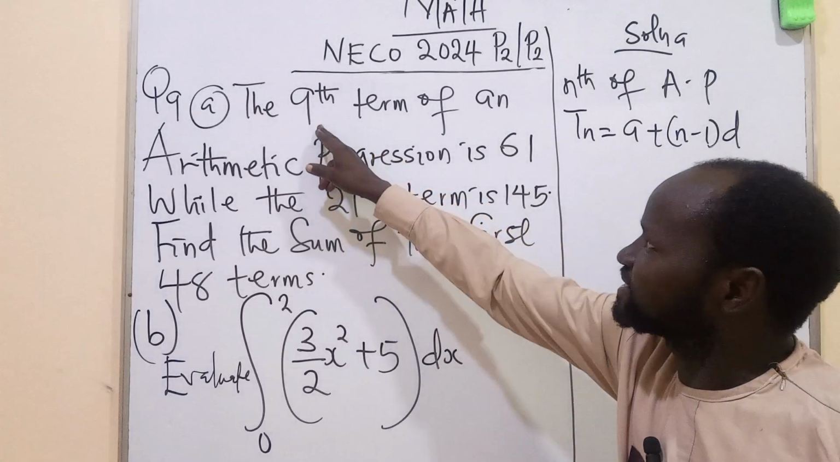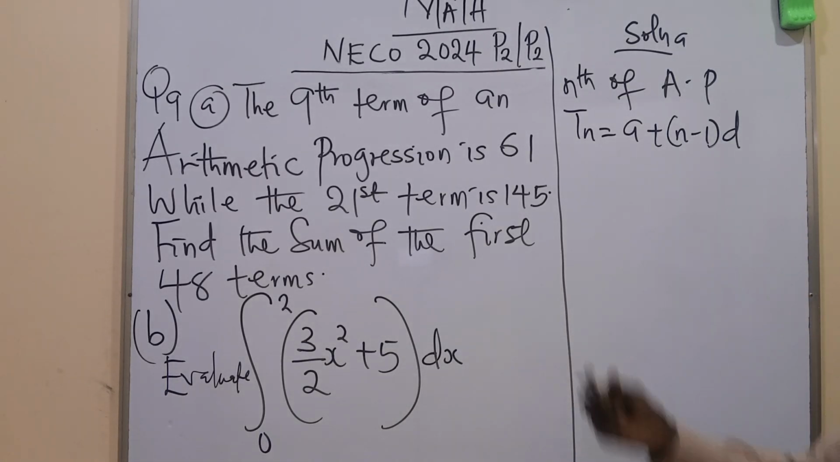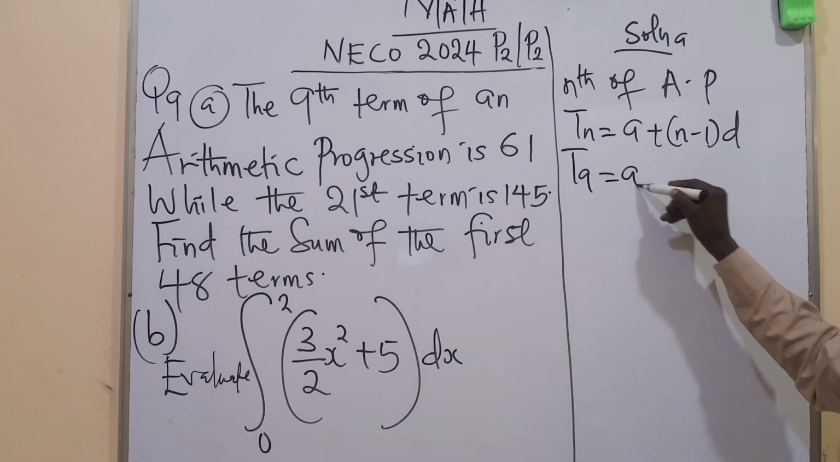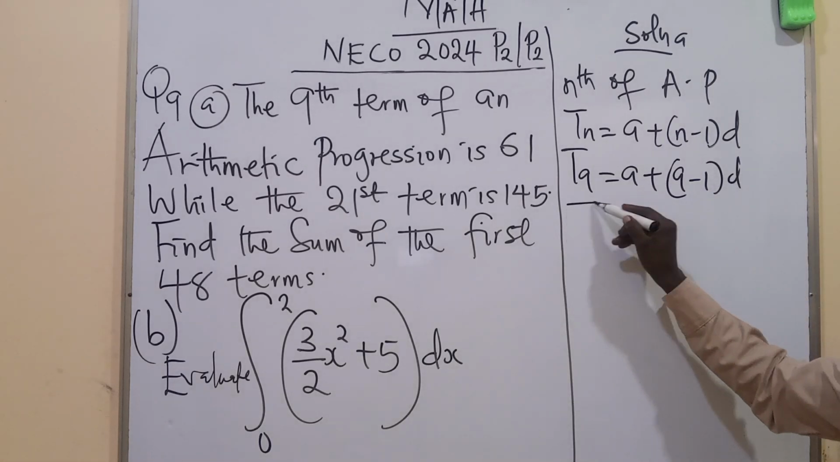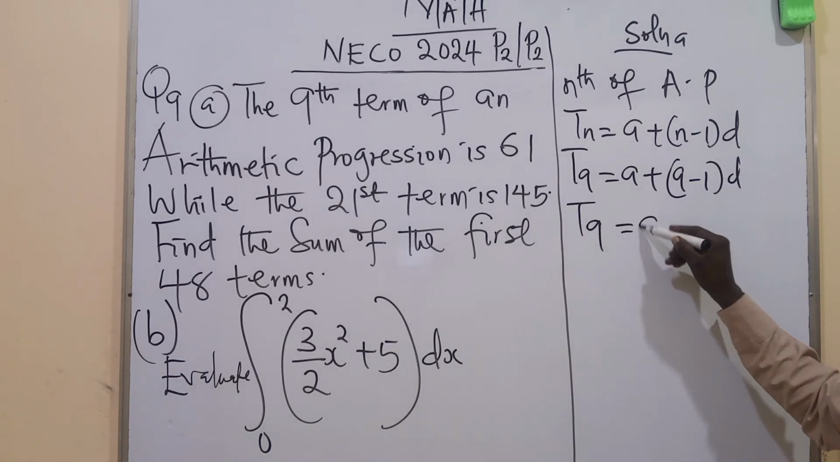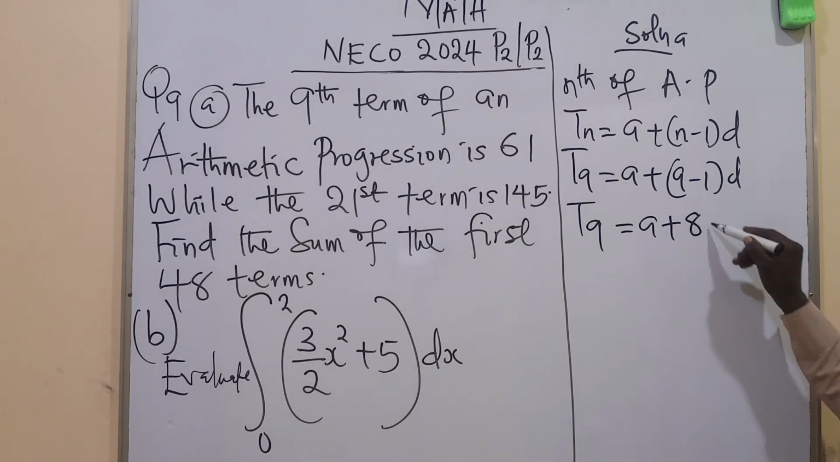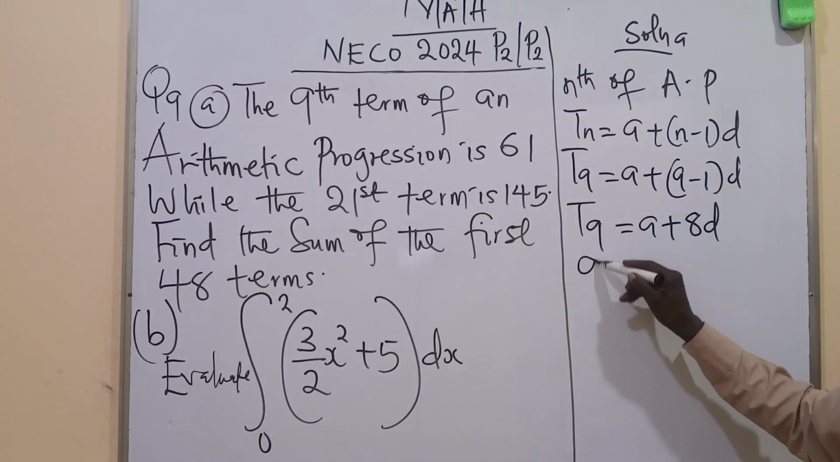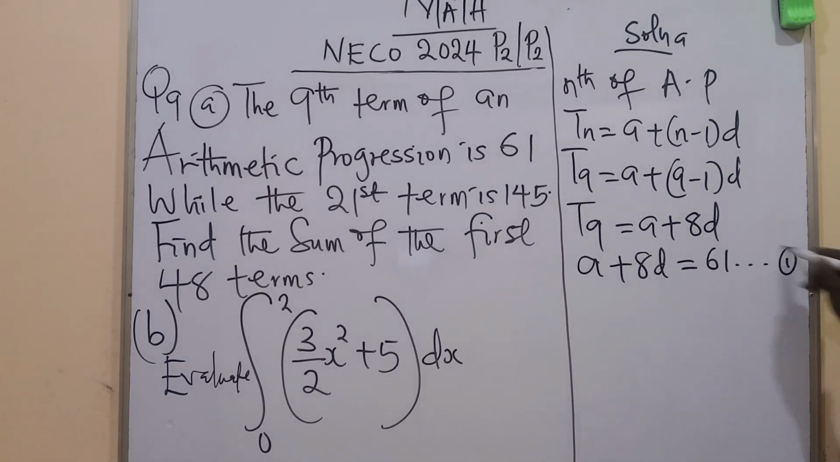When we are talking about ninth term, it means n is 9. So let's substitute 9 as n into this one. So T9 will be equals to A plus 9 minus 1 times D. So T9 now will be equals to A plus 9 minus 1 is 8 times D, that's 8D. From the question we are told that the ninth term is 61. That will be A plus 8D equals 61. This will form equation 1.